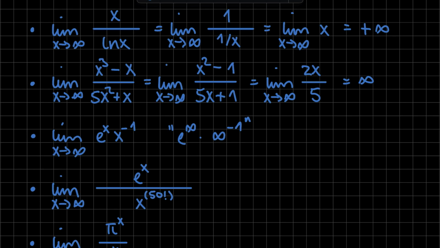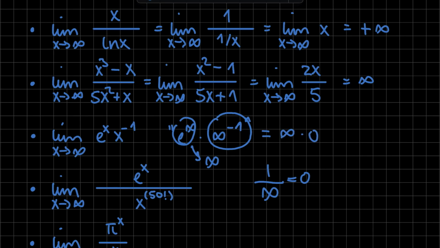Okay, now infinity to the power of negative 1 is 1 over infinity, which is 0. And e to the infinity is just infinity. So this is infinity times 0, which is an indeterminate form. So how do we deal with that? Well, we have to turn it into a fraction, a division, where we can actually apply L'Hopital's rule.